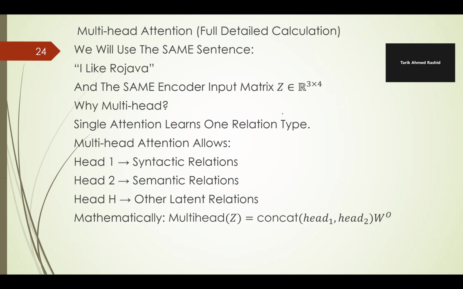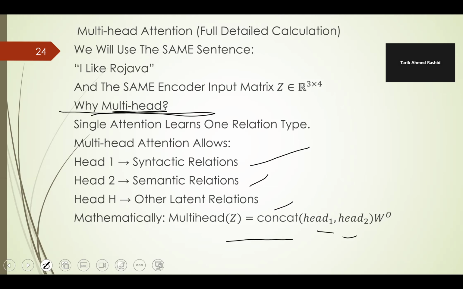Now, why do we use multi-head? That's the question, and it is important. Well, a single attention learns one relation type. When you have different heads, for example, head number one understands syntactic relations, head number two understands semantic relationships, and head number three can understand other latent relationships. Why? Because you have different weight matrices. And now we mathematically concatenate head one and head two, and multiply by the output weight matrix.